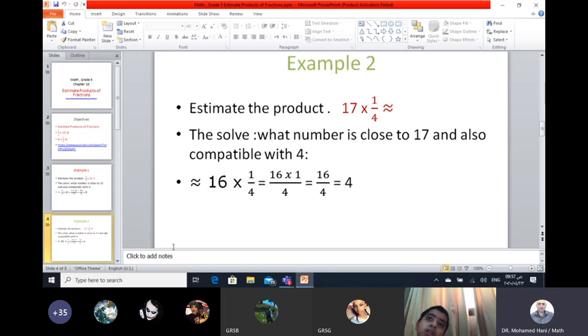Multiply by the same fraction here, 1 over 4. How to multiply 16 by 1 over 4? Multiply the whole number by the numerator. 16 multiplied by 1 will be 16. 16 divided by 4 will be 4. So the estimate here will be 4.